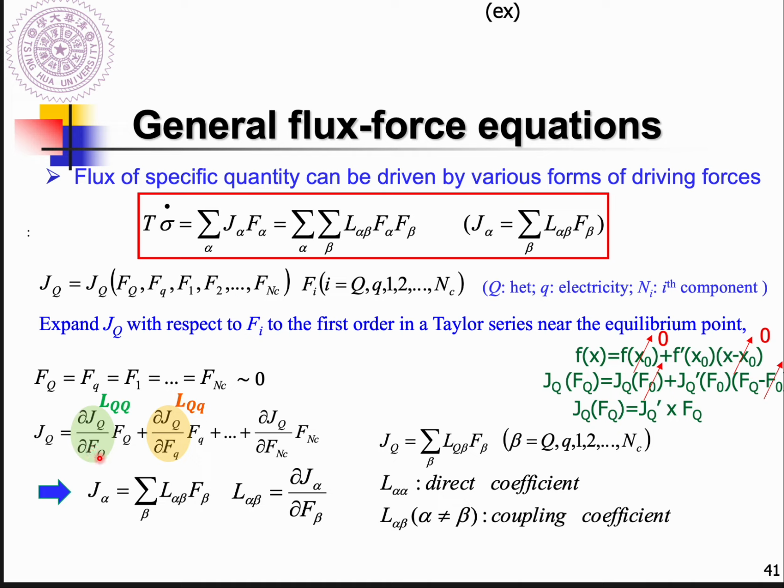So we say L_Q, this direct coefficient, is the partial heat flux with respect to F_Q. This is what we call a direct coefficient. And if beta equals small q, then the second term will be L_Qq times F_q, this term, right? So this part is L_Qq. This is what we call a coupling coefficient.